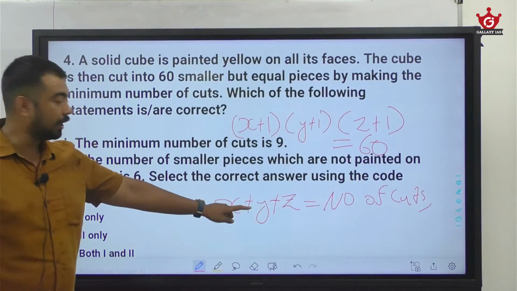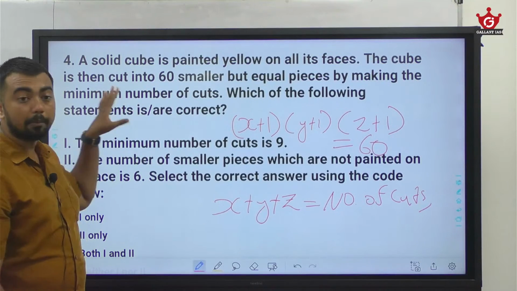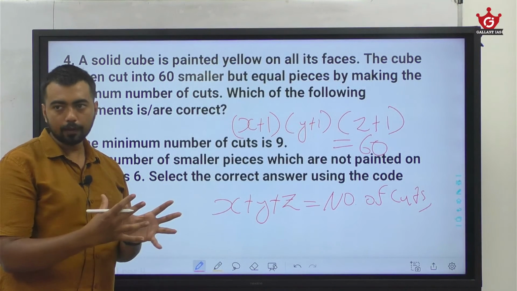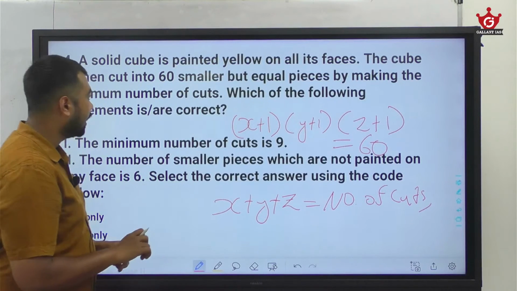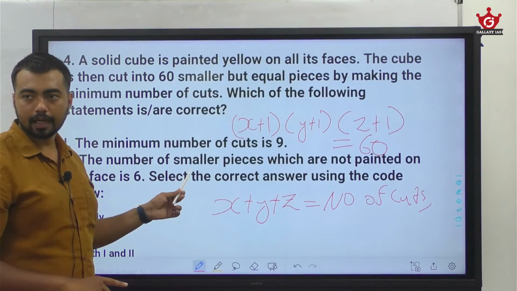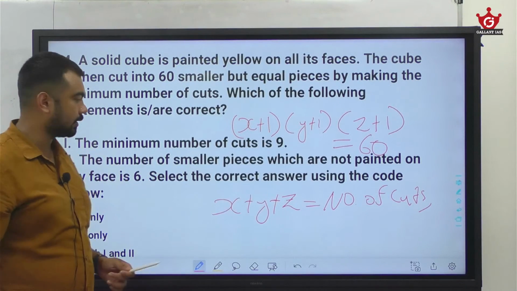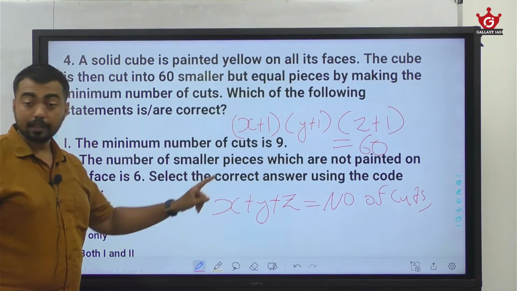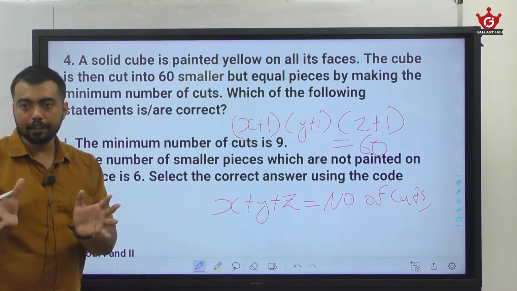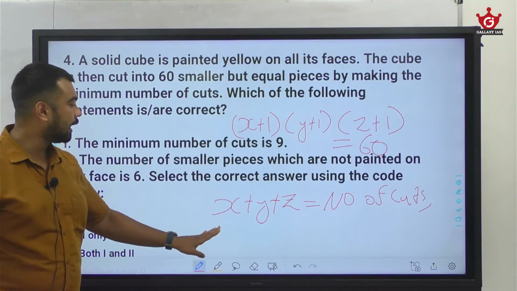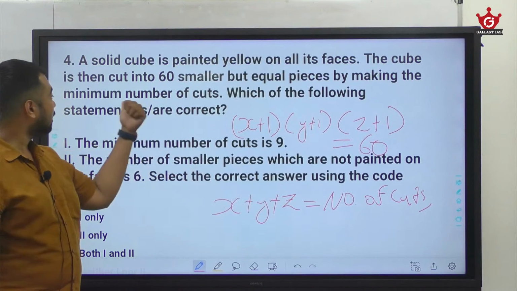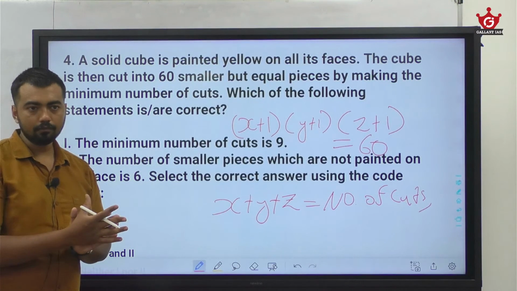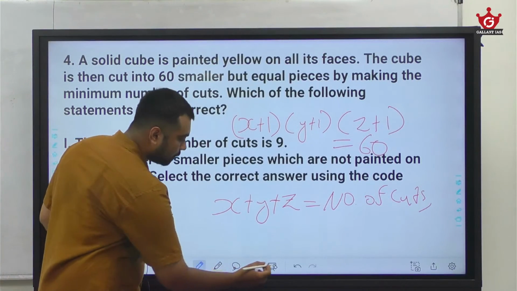And there is one more condition for this. Since it is asking for the minimum number of cuts, x, y and z should be as close as possible to each other. Now we will try to find what x is, what y is and what z is. You understood this, right? (x plus 1) into (y plus 1) into (z plus 1) gives 60, the number of pieces into which a solid cuboid is cut, where x plus y plus z is equal to the number of cuts. Since the minimum number of cuts is asked, x, y and z are as close as possible to each other.